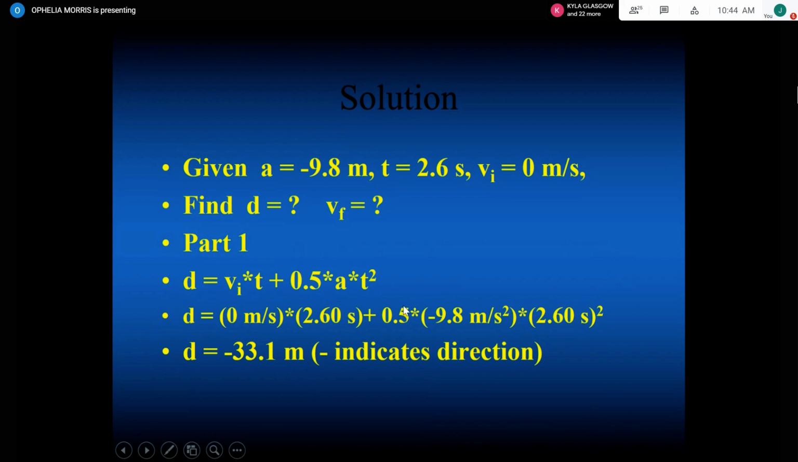Now, this number is negative, and anytime you have a negative times a positive, the answer will be negative in mathematics. You guys remember that? So the distance here is negative 33.1 meters, and all it's doing is telling me the direction that the person is going.